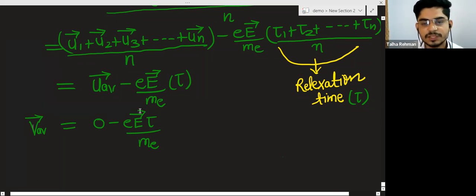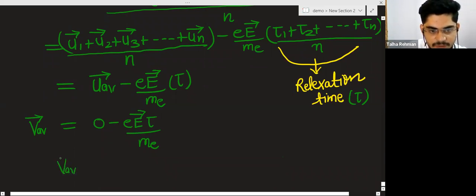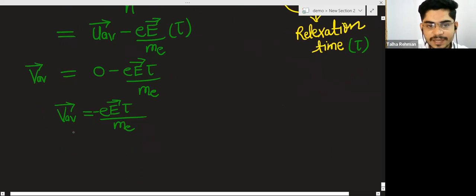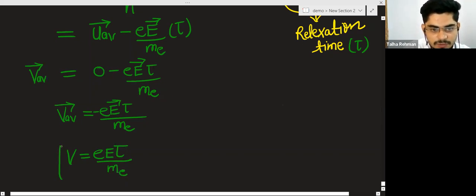And this average velocity is the drift velocity. So I can write for the drift velocity, for the magnitude, supposing V is the drift velocity, V = E tau by mass of electron. So this is the expression for drift velocity.